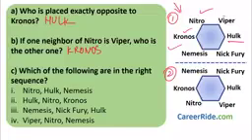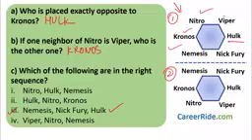Next question, which of the following are in the right sequence? Nitro, Hulk, Nemesis. This is not a sequence as such, but let's see. Hulk, Nitro, Kronos. Not a sequence. Nemesis, Nick Fury, Hulk. Okay, this is a sequence, but let's check out the last option also. Viper, Nitro, Nemesis. Again, not a sequence, so this is the answer. Check over here also. Nemesis, Nick Fury, Hulk. Rest are not in sequence.